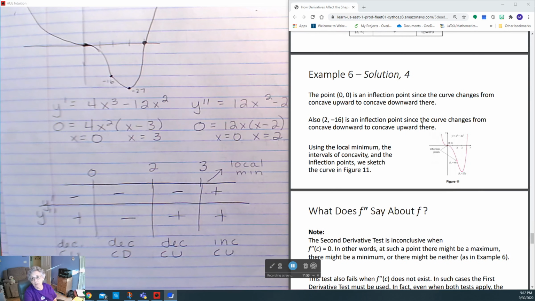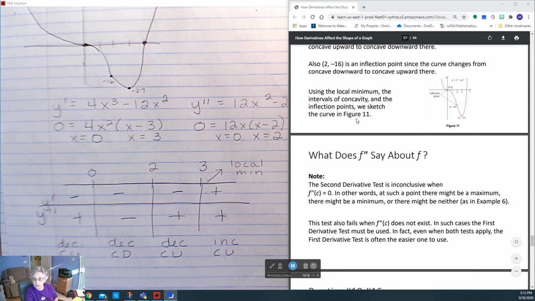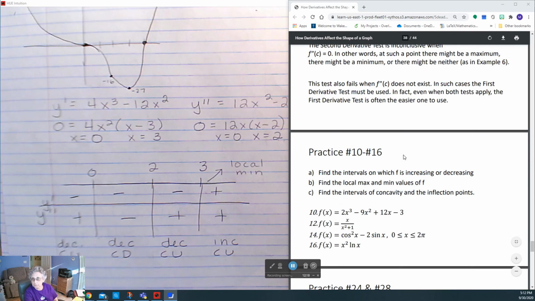Now let's see how closely my picture resembles the pretty picture. I think that is pretty darn good considering my art skills. So, what does the second derivative say about the function? It's inconclusive if the second derivative is equal to 0. There could be a max when a second derivative is equal to 0. It also fails if the second derivative does not exist.